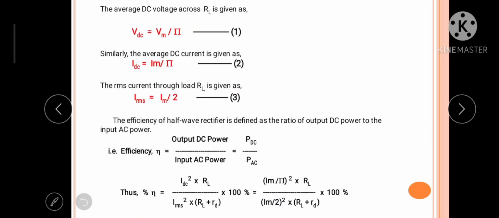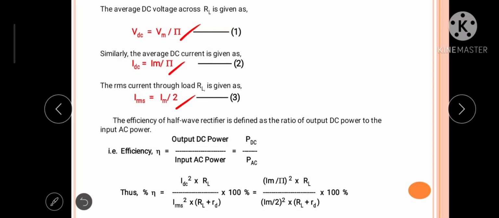The average DC voltage across load RL is given as VDC equals Vm upon pi. Let us take this as equation 1. Similarly, the average DC current is given as IDC equals Im by pi. Let us take this as equation number 2. The RMS current through the load RL is given as IRMS equals Im by 2. This IRMS is also taken as the AC equivalent current through the load. Let's take this as equation number 3.